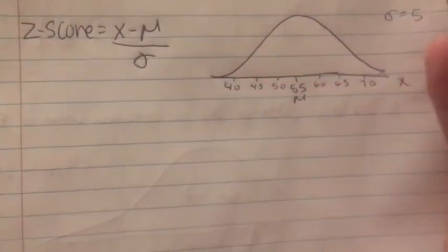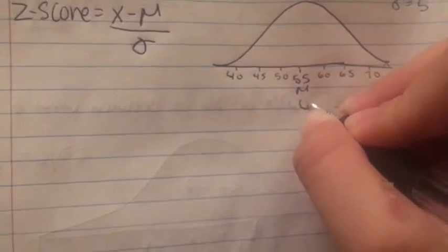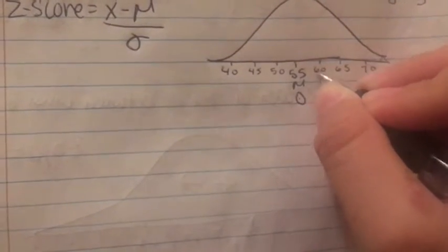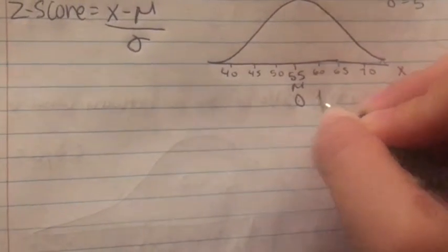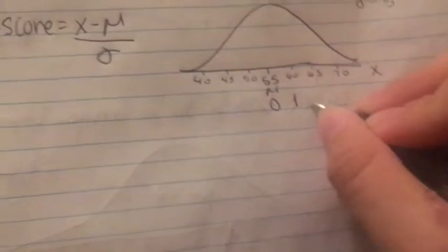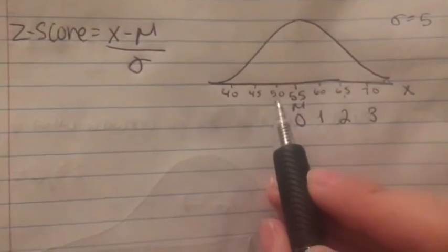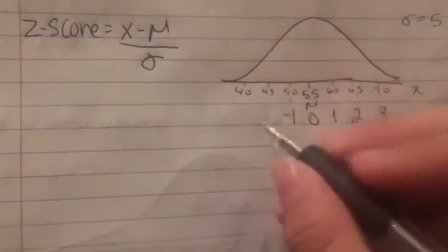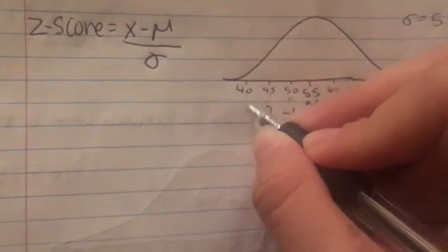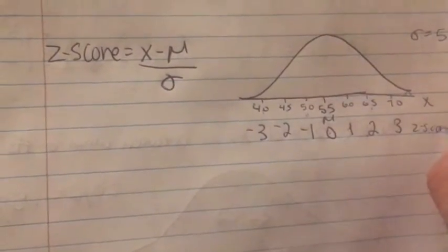But let's say I want to convert these into z-scores. So since this is the middle, that would have a z-score of 0. Since this is a standard deviation above my mean, that would give it a z-score of 1. And then this one is 2 standard deviations above my mean, so that would give it a z-score of 2, and vice versa. So this one is a standard deviation below my mean, so that is -1. 2 standard deviations below my mean, -2, and then 3 standard deviations below. So now these are working with z-scores.